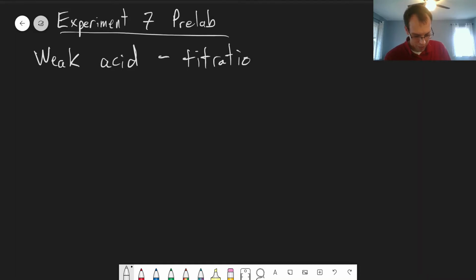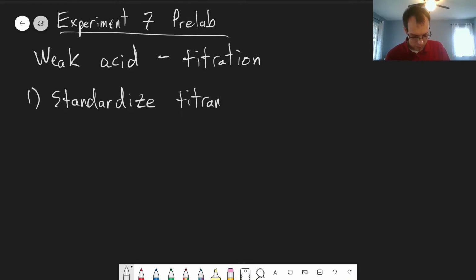Now, if we were actually doing this in lab, you would normally need to do two different sets of titrations to be able to do this. All of this is going to be provided to you as data, right? This is a virtual experiment. But the two parts we would need to do are, first, we would need to standardize our titrant. And this means we would prepare something that we know the concentration of. In this case, it would be KHP, potassium hydrogen phthalate. And that's going to react with sodium hydroxide, which is our titrant.